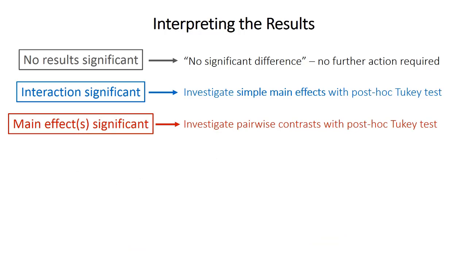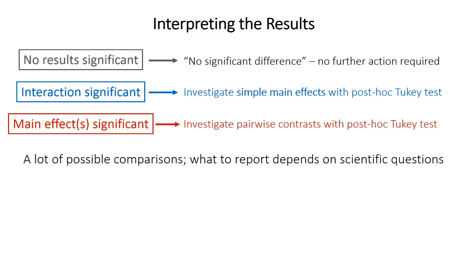Well, if the interaction isn't significant, you can look at the regular main effects that are reported in the main output. You may also want to investigate the pairwise contrasts using a Tukey test like you would with a regular one-way ANOVA. Now, in Factorial ANOVA, there can be a lot of possible comparisons, even more so when the factors have more than the two levels we're using in the example here, or when there are three independent variables or more. So Factorial ANOVA can get really complex. And what you end up reporting will depend on the scientific questions that you're trying to answer.